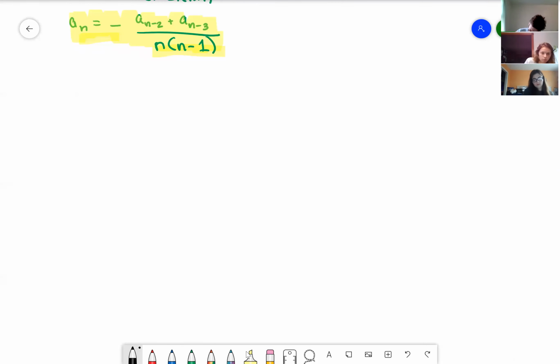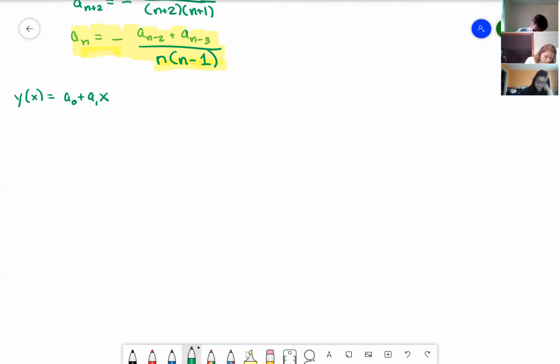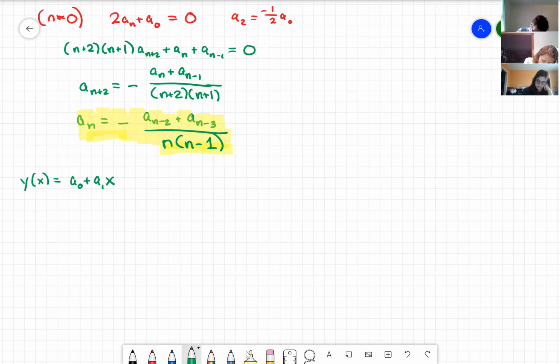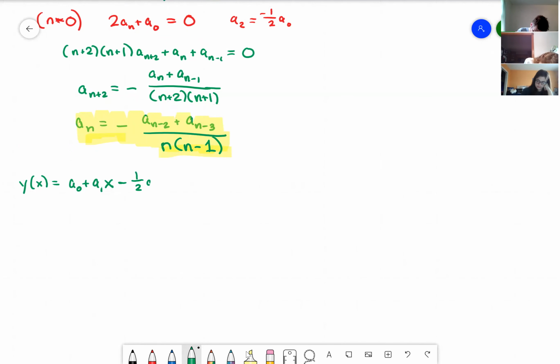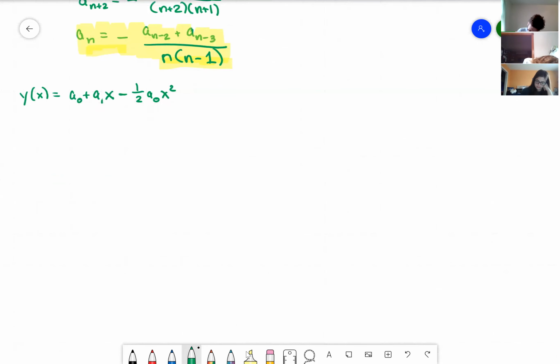So we get y of x is equal to a0 plus a1x. Those are always the same. And then, let's just throw that one on there. We already got it. Minus 1/2 a0x squared. Now we can continue.